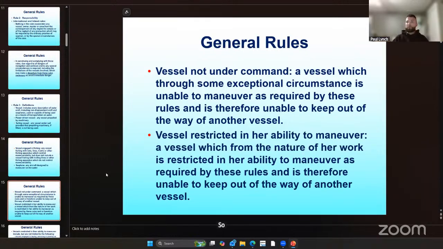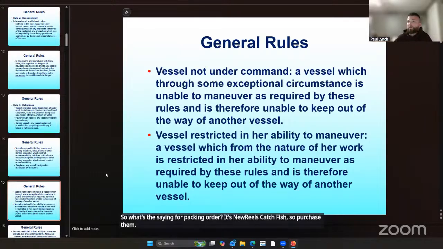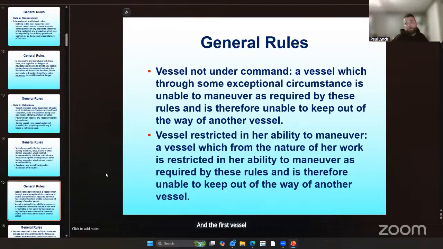So now we're gonna really go over more of the pecking order right away. So what's the saying for pecking order? It's new reels catch fish, so purchase them. And the first vessel that comes up in the pecking order is new, which means not under command.